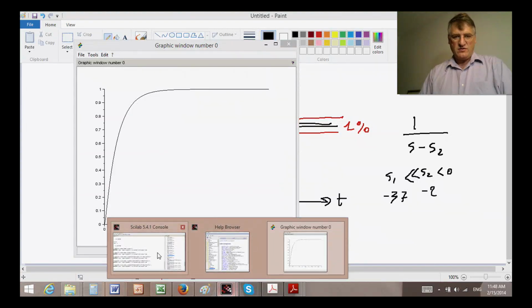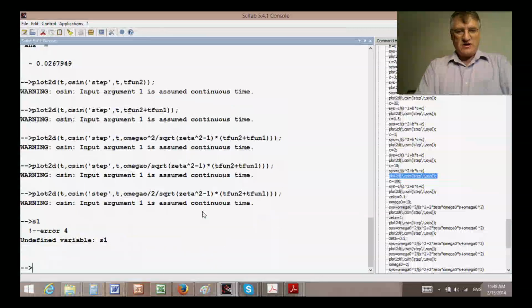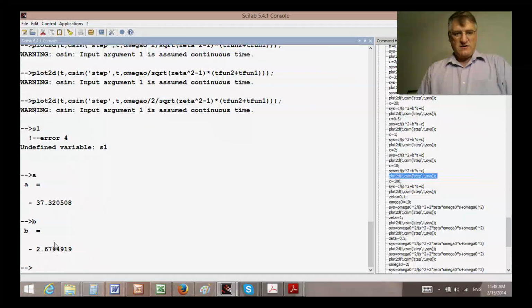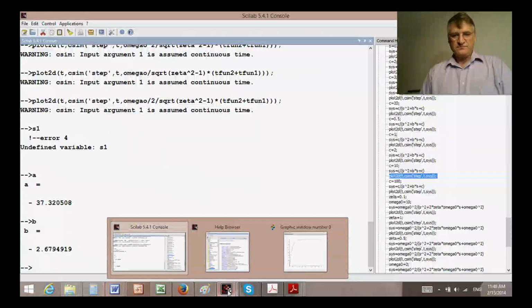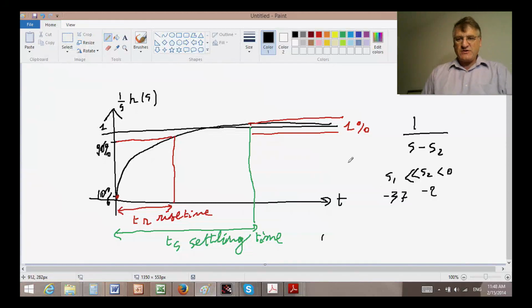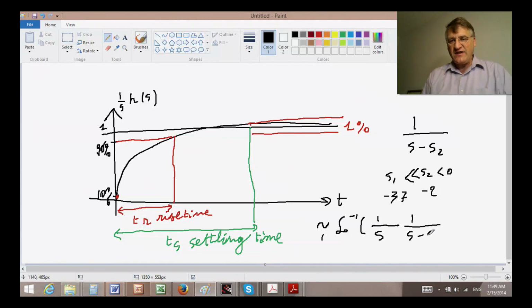In that particular case, we can compute the two answers. So we said A, B is equal to minus S2, A is equal to minus 37. We are good. In this particular case, because S2 is so much bigger than S1, we can say that the settling time and the rise time are about those of the inverse Laplace transform of 1 over s times 1 over s minus s2, up to a scaling factor.